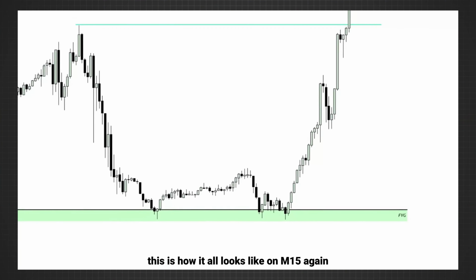This is how it all looks on M15. Again, look how the bodies perfectly touch, bounce, bounce, bounce. There is no straightforward disrespect to the senior order block, and that's very cool. If you notice that kind of order block, it's going to be very quality work. But again, that's about it.